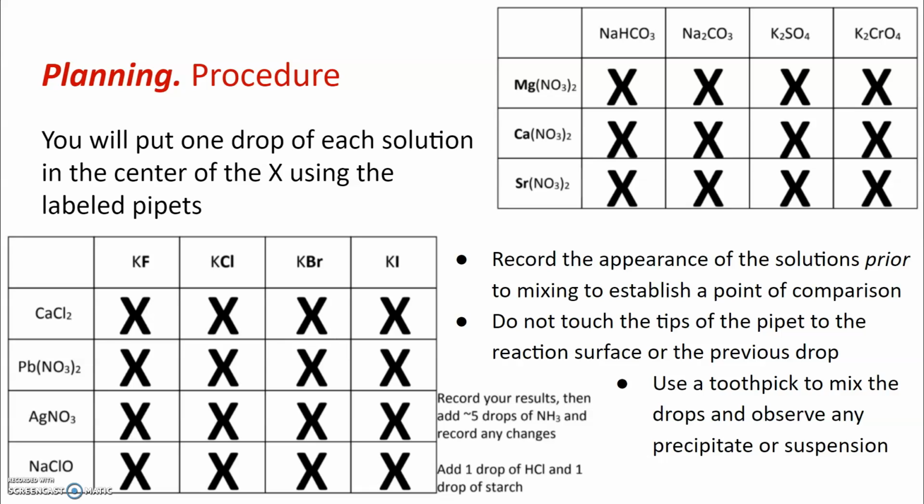Do not ever touch the tips of the pipette to the reaction surface, or to the previous drop, or to the tip of another pipette. This type of contamination will ruin the entire contents of the pipette, so you want to be really careful about that. Then, like I said, you can use a toothpick to mix the drops and observe any precipitate or suspension.